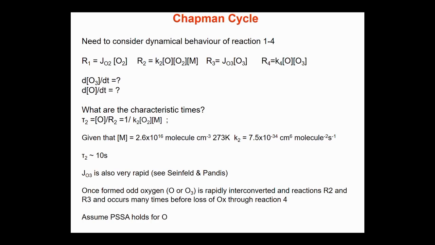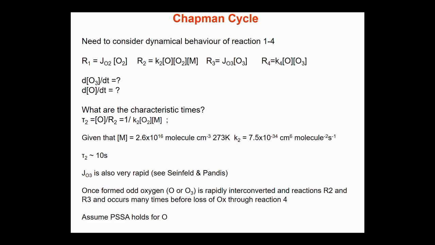Just cross random stuff out and set it to zero, because reactions 1 and 4 are very slow. So we've already said, because we did the timescale analysis, that reactions 1 and 4 are much, much slower than 2 and 3. And we've also said that we can calculate a steady state for oxygen atoms, because the oxygen atoms are being converted between these two reactions really, really quickly compared to how quickly they're formed and how quickly they're lost. So on timescales shorter than the rates of formation and loss, we can assume steady state for the oxygen atom.